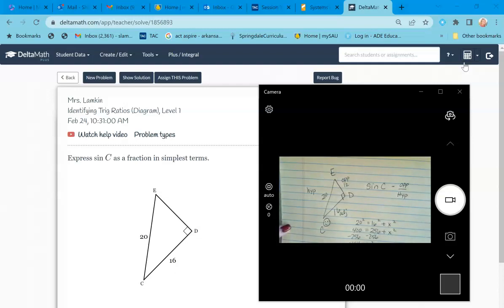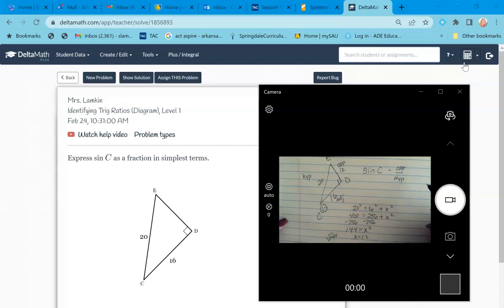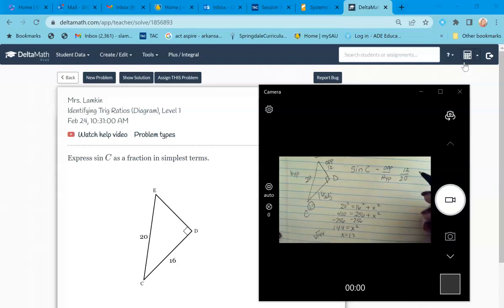Now to make that fraction, I want the opposite, which is 12. I want the hypotenuse, which is 20. And I need to simplify that. 2 goes into both. 4 also goes into both. 4 goes in there 3 times. 4 goes in there 5 times. My answer here is 3 over 5.